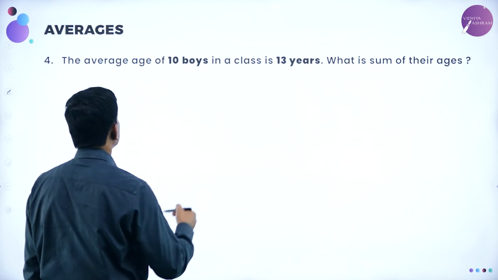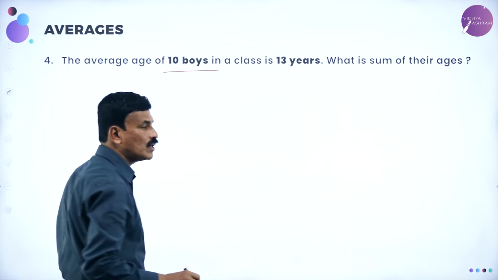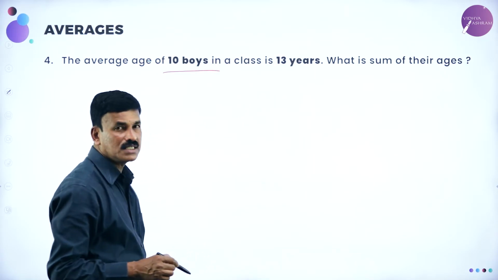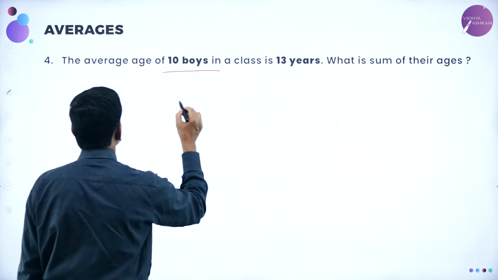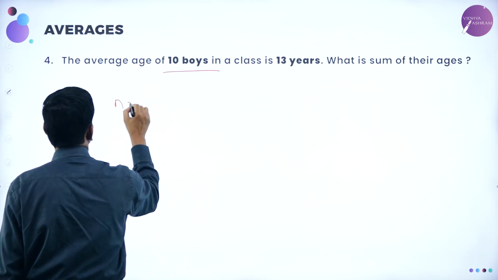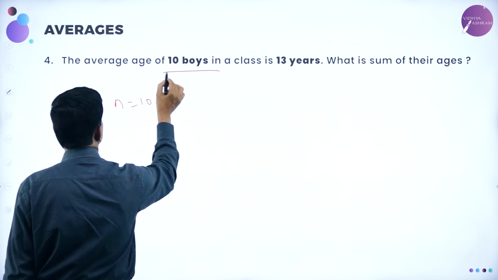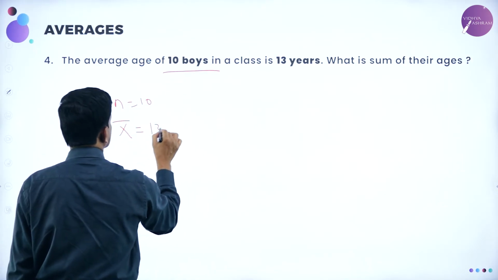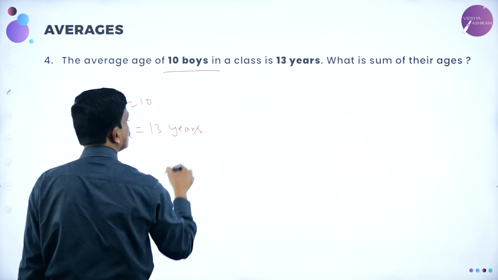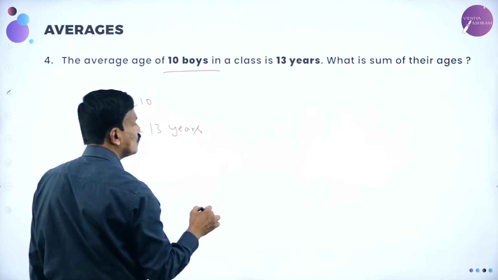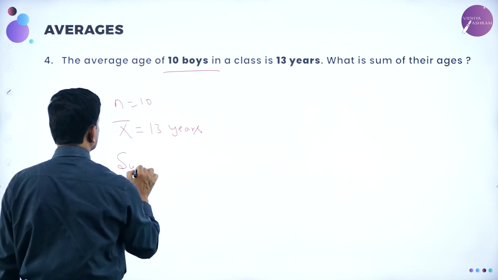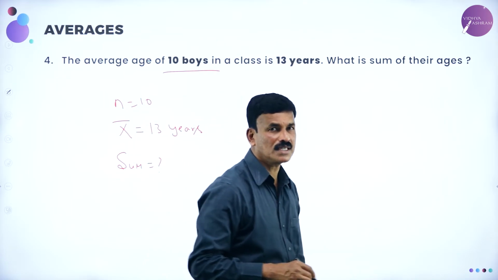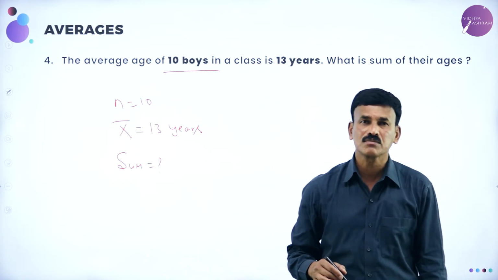The average age of 10 boys in a class is 13 years. What is the sum of their ages? Here, the number of boys is 10, and the average age x bar is given as 13 years. The sum of the ages is to be determined. Sigma x is to be determined.